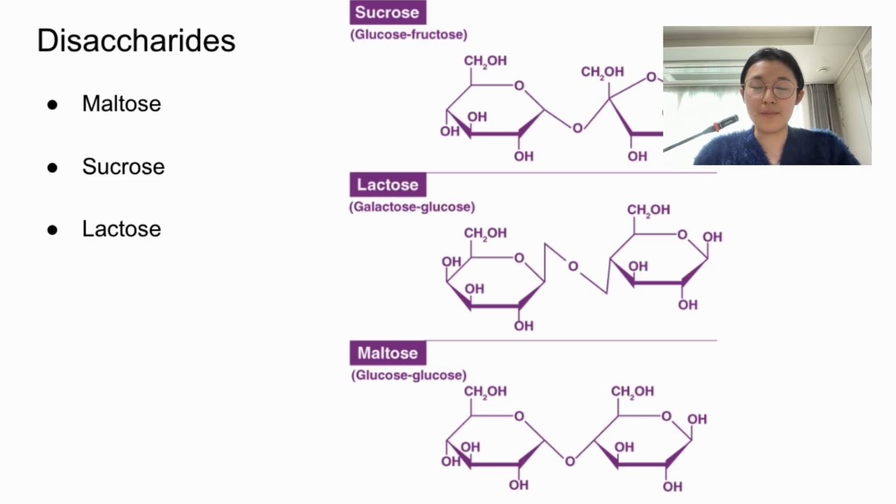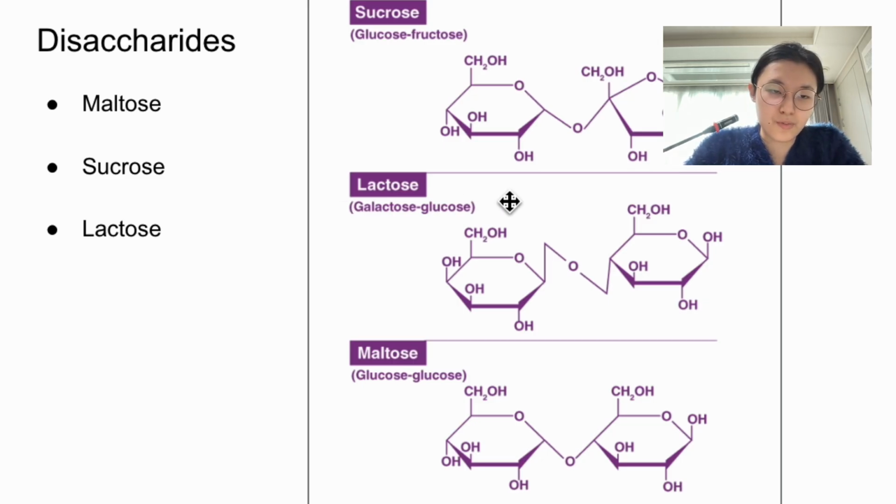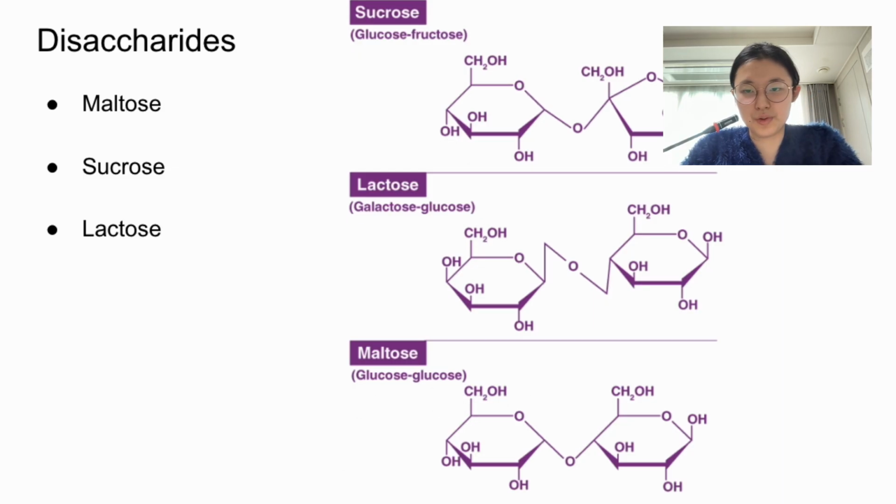Disaccharides are basically carbohydrates that are formed when 2 monosaccharides are joined together by a bond. And common biological disaccharides include sucrose, maltose, and lactose. And as you can see, we have different monomers or different monosaccharides that make up each disaccharide. For sucrose, we have glucose and fructose. Lactose, we have galactose and glucose. Maltose, we have glucose and glucose.